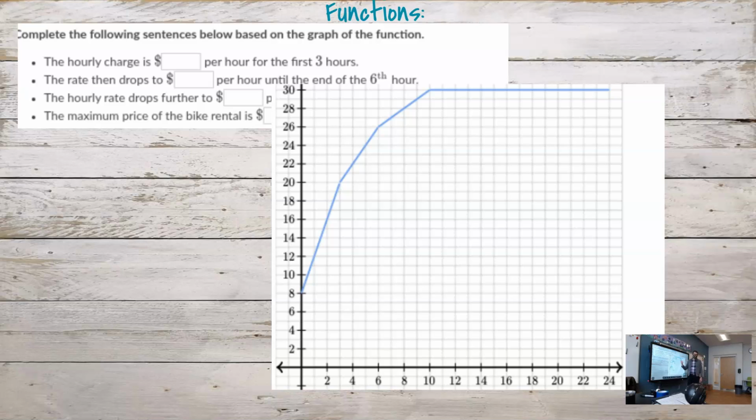So this is a pricing model that would encourage people. Once I've already had it for this long, I might as well just keep it the rest of the day. It's not that much more expensive. This is a bike rental, in case you didn't read the problem. Yeah. It's like buying a violin, or renting out a violin.